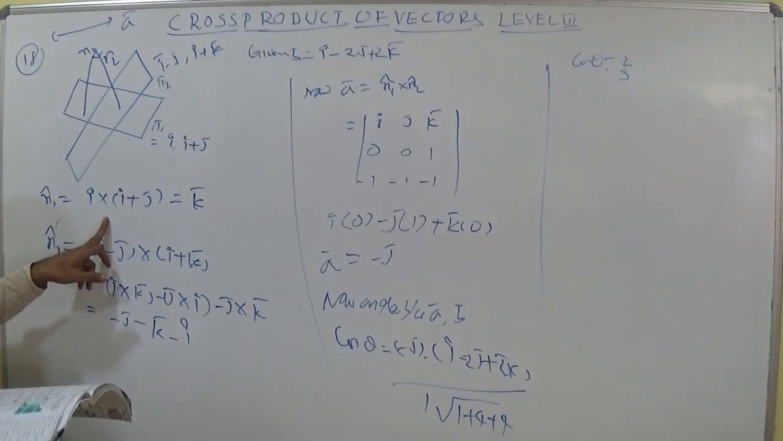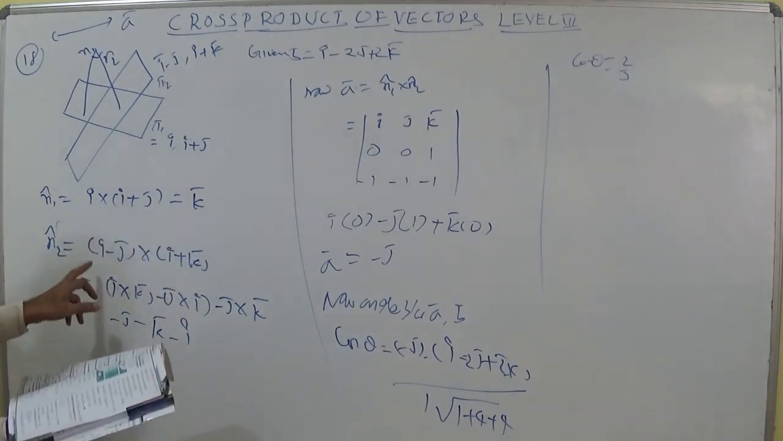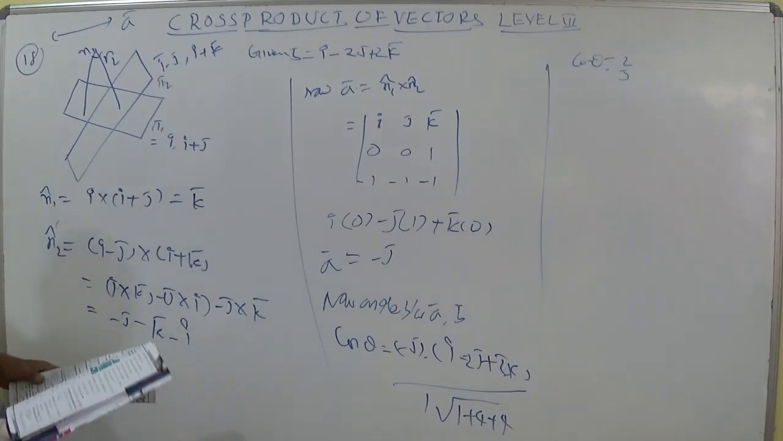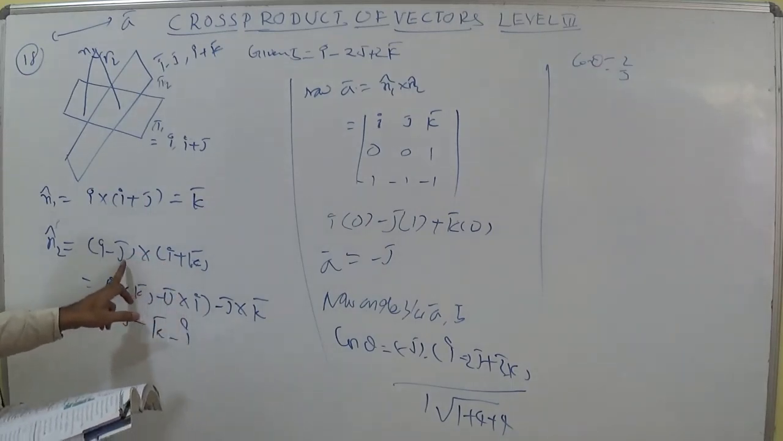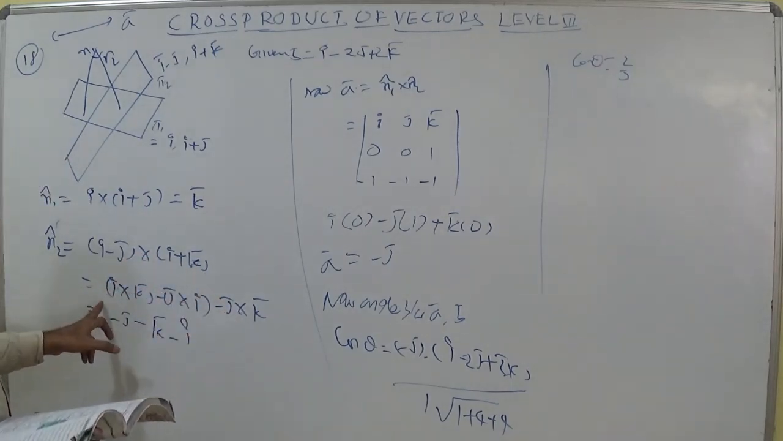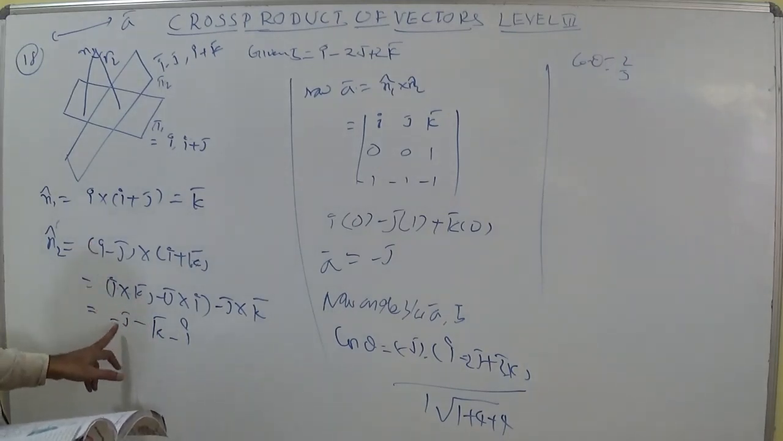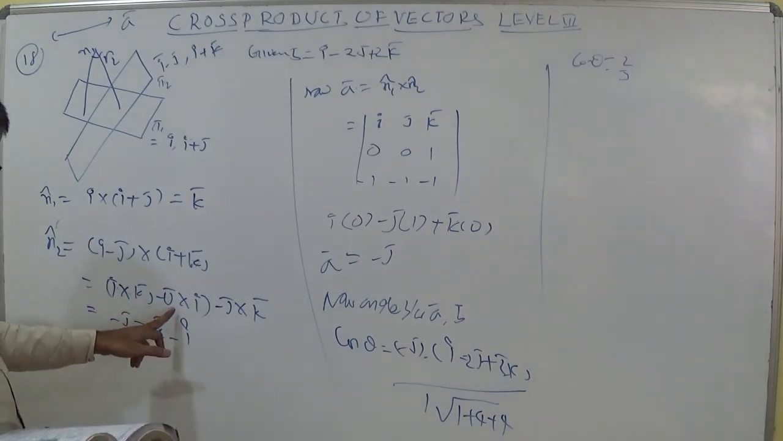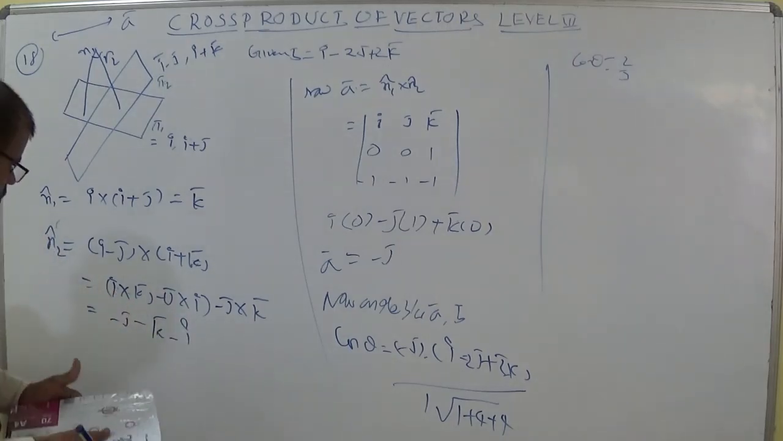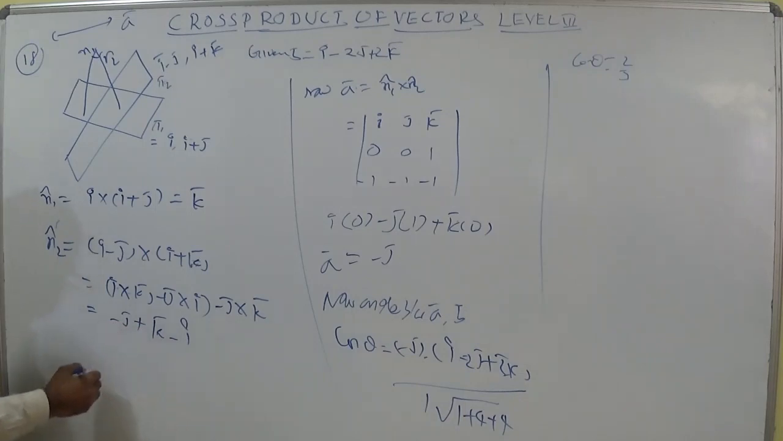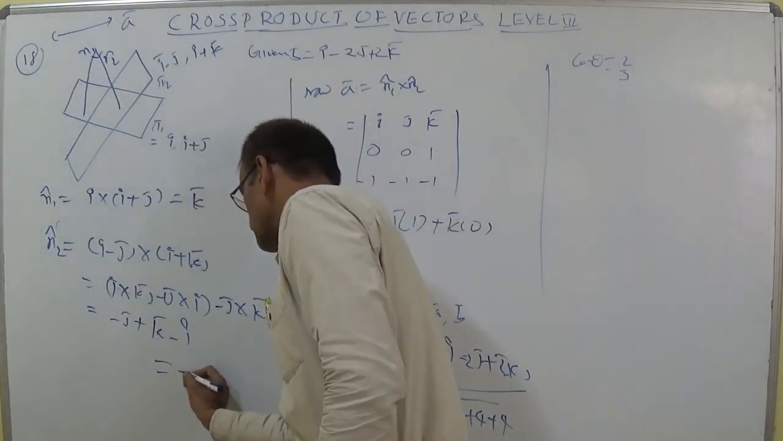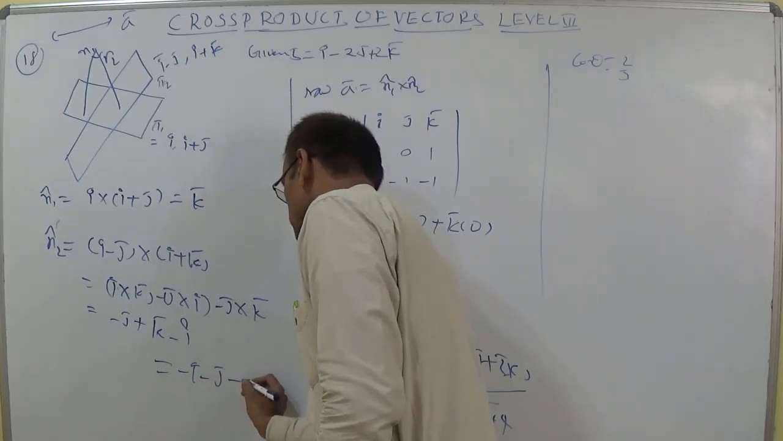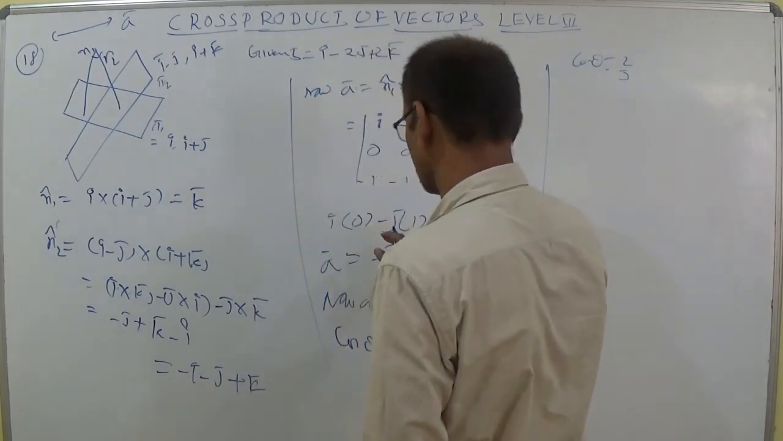i cross i is 0, no need, right? i cross j is equal to k. Next, (i minus j) cross (i plus k): i cross i minus i cross k minus j cross i minus j cross k. k cross i becomes j, so i cross k is minus j. j cross i becomes minus k, so it is plus k. Minus j cross k, j cross k value is only i, it is okay. Then we can write minus i minus j plus k.